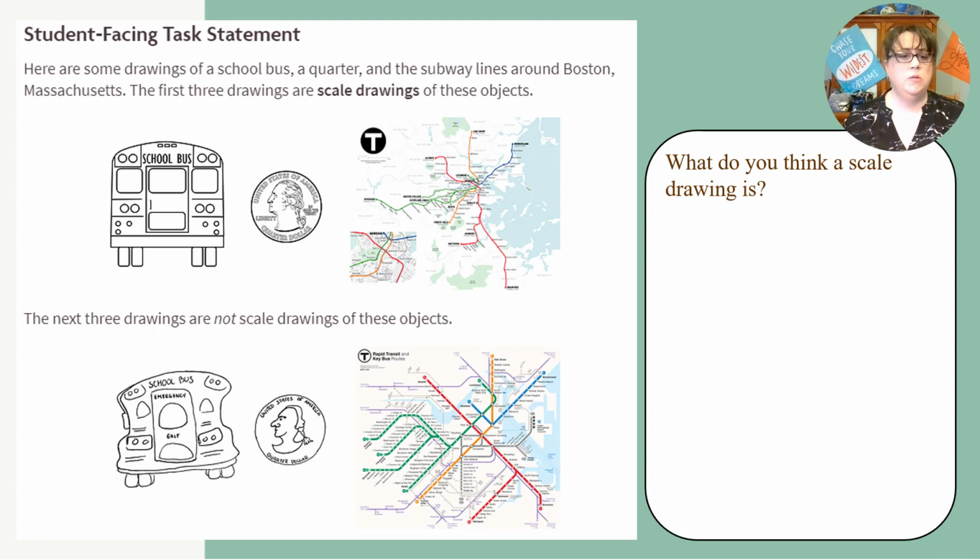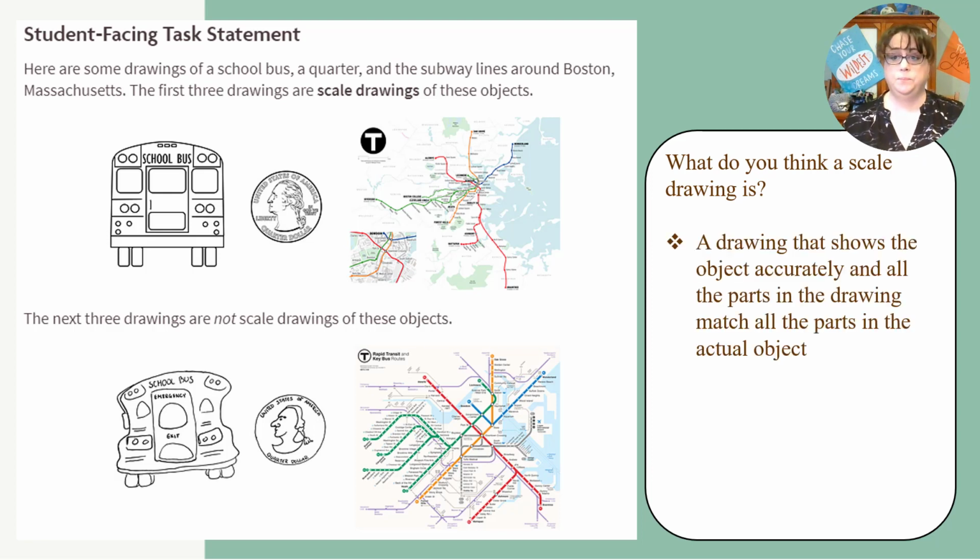So one of the things that you'll notice is that a scaled drawing is a copy. It shows the object accurately and all the parts in the drawing match all the parts in the actual object. No parts in a scale are distorted. So the school bus is a really good example.